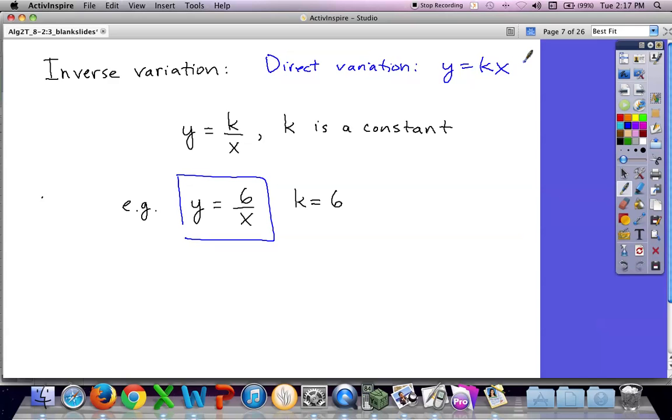So the reason they're called direct and inverse is because in a direct variation, because y and x are both in the numerator on both sides of the equation, when x gets bigger, y gets bigger. When x gets smaller, y gets smaller. But for an inverse variation, because the x is in the denominator, when x gets bigger, the denominator gets bigger, the fraction gets smaller. So y is smaller. And when x is smaller, y is bigger. They vary inversely. One's getting bigger, the other one's getting smaller. So this is inverse and this is direct.